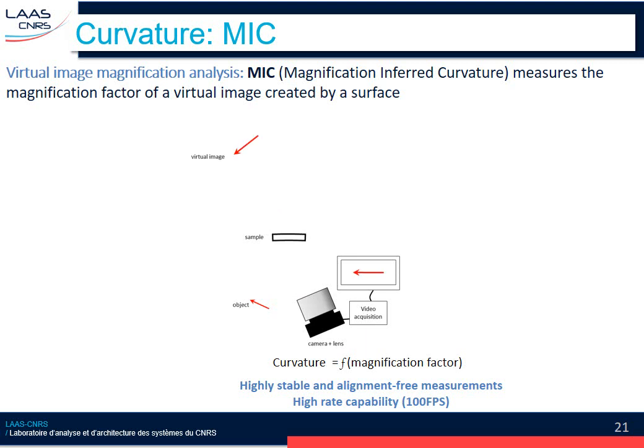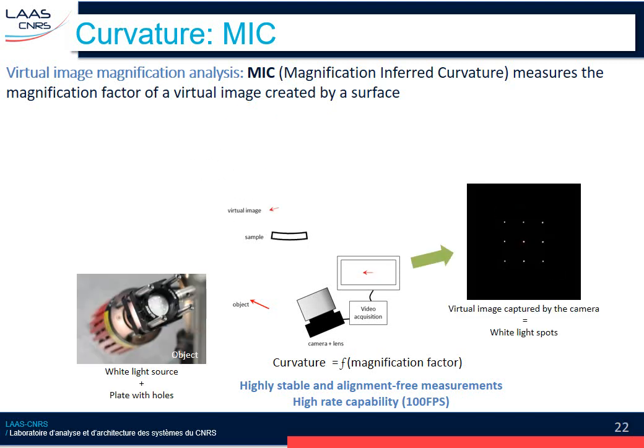Now you can compare the size of the object to the size it will have with a flat surface here, and then you measure a magnification factor from which you deduce curvatures. The main advantage of this technique is that it's highly stable and alignment free. You just need to align it once when you install the system, and it's okay. The object is made of a plate with holes drilled in it on a white light source. So this will create white light spots, and you capture with a camera the virtual image of these spots, from which you can measure the position and then the distance between the spots.